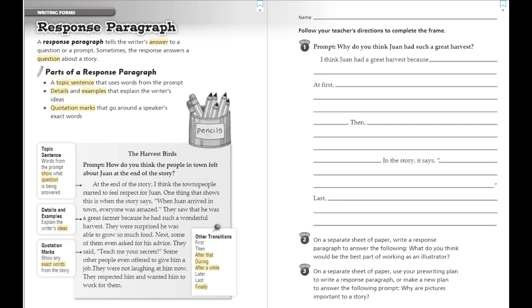Okay, so on the next page, it says follow your teacher's directions to complete the frame. Prompt, why do you think Juan had such a great harvest? You're going to make a paragraph here. I don't want you to do it in crayon because it's going to be too hard to read. You want to switch to pencil and fill in the blanks here. I really want you to try to remember to circle your periods, underline your capitals. I also want you to try to find something from the story, an exact quote that you can put in your response. And you'll put it in the place where it says, in this story it says.